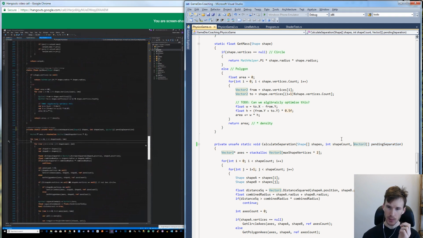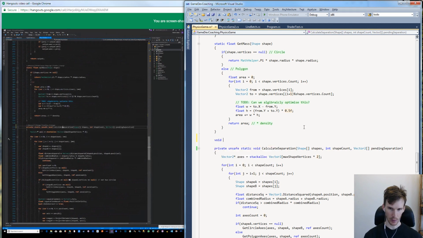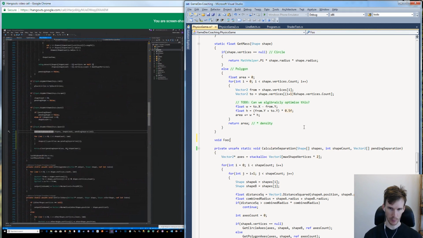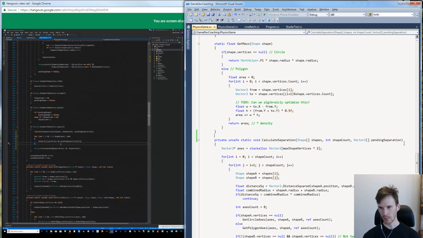I can't remember. It's very much like if we had a method like void foo out in bar. It's very much like a method like this. It's like an out parameter, but yeah, it's got a different pattern of allocation to it.